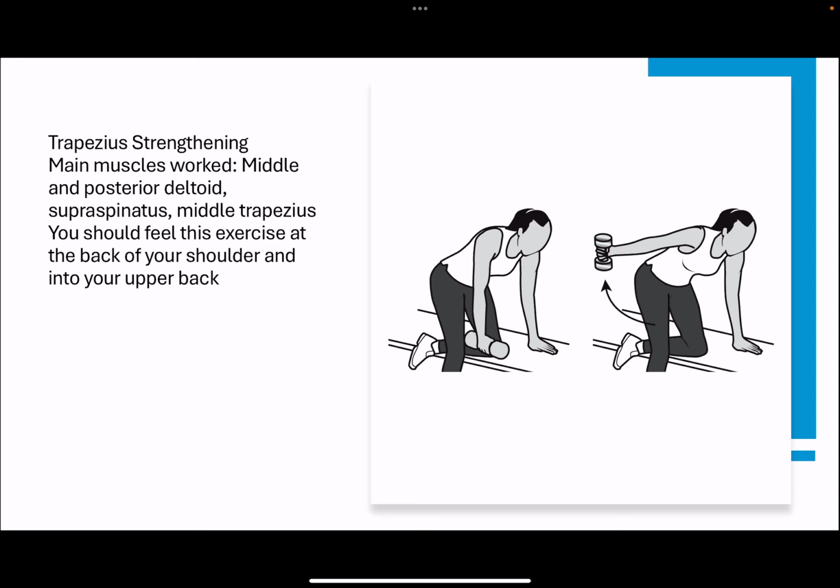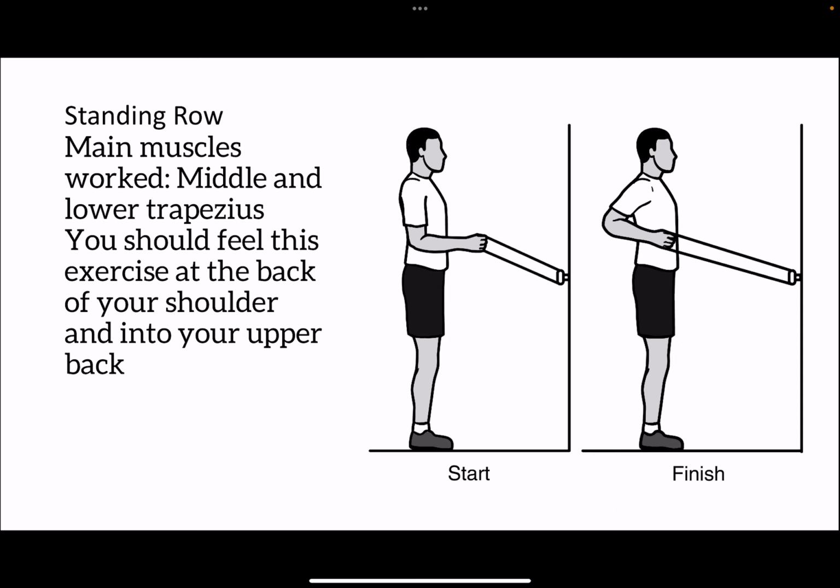Trapezius strength, hold the dumbbell and move your arm back. Main muscles worked here: middle trapezius and posterior deltoid, supraspinatus, because it initiates the first 15 degrees of abduction. You should feel this exercise at the back of your shoulder and upper back.